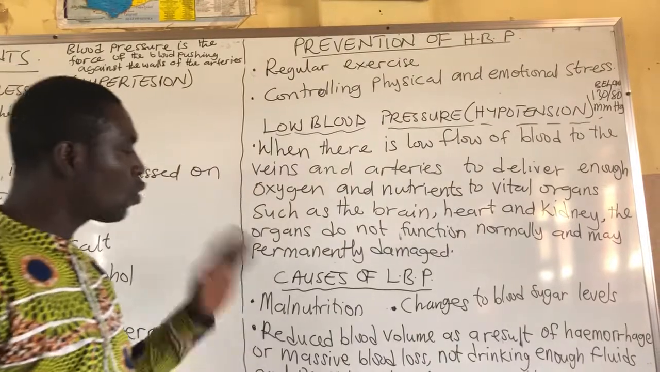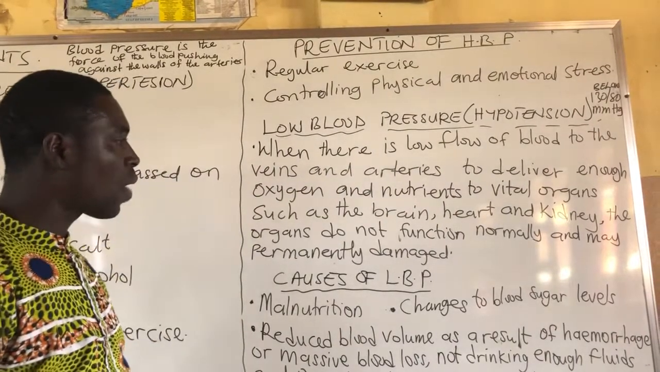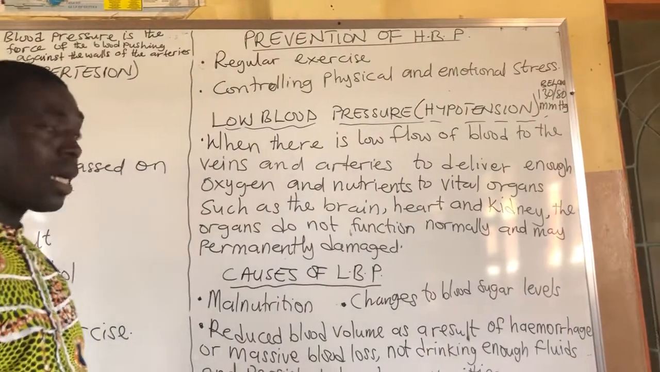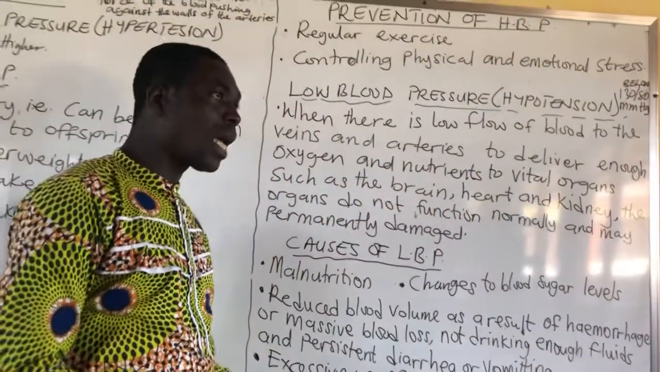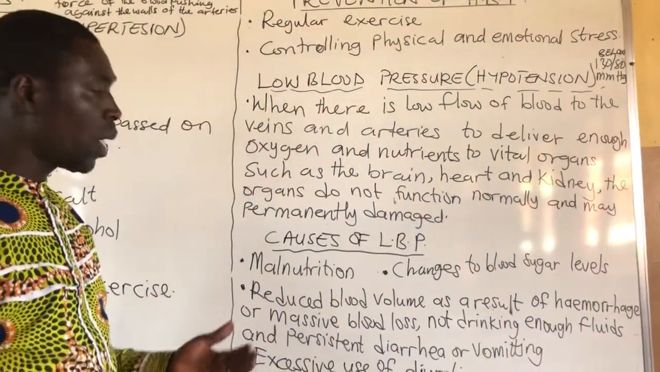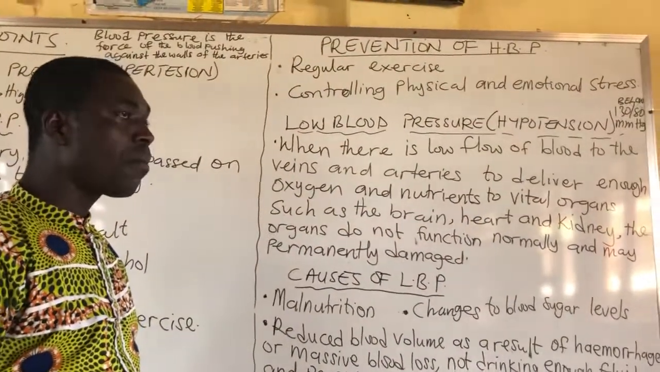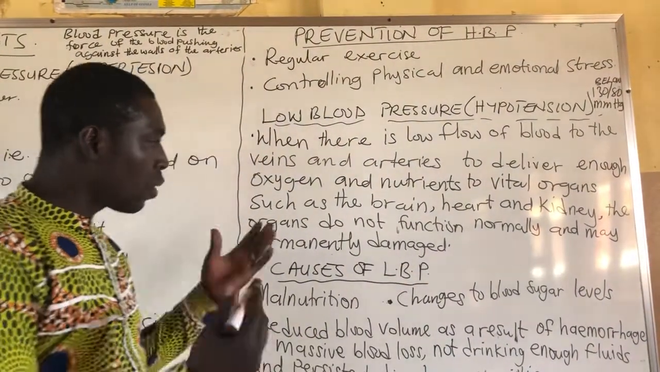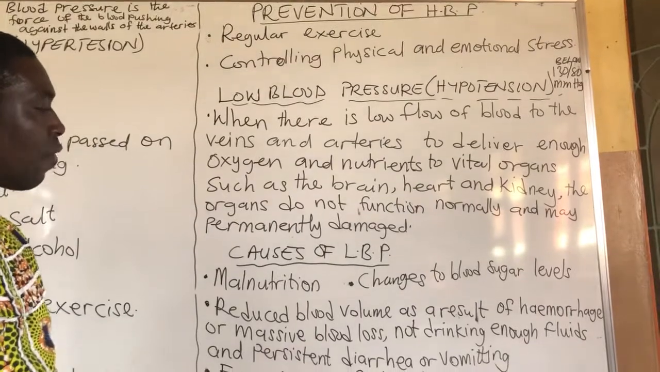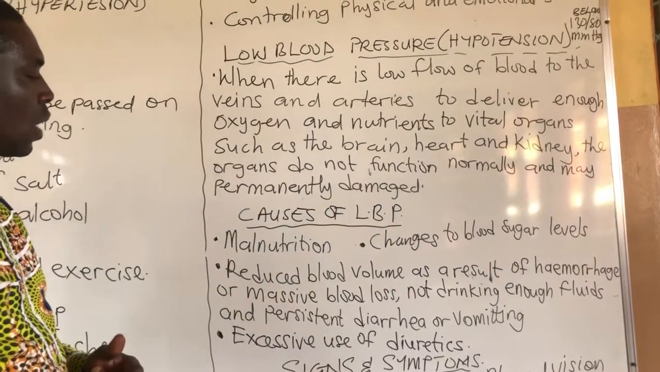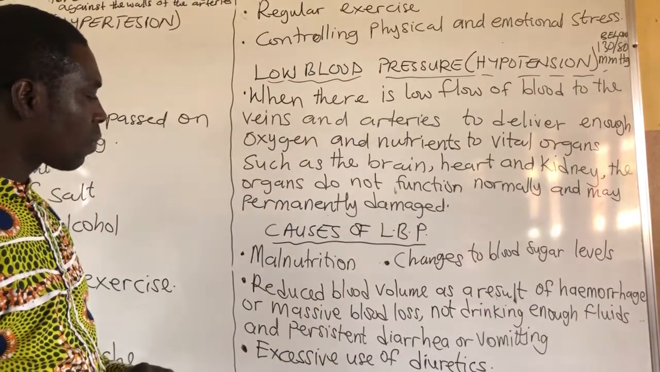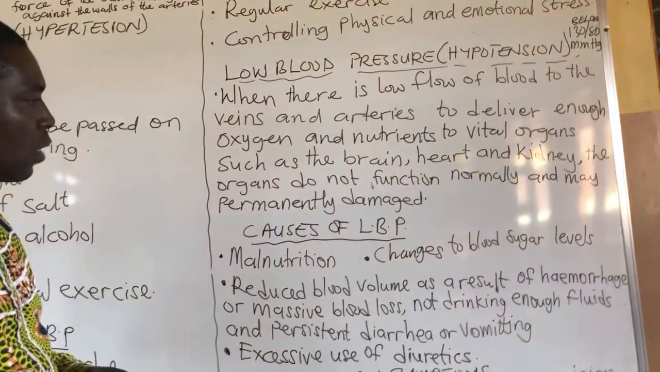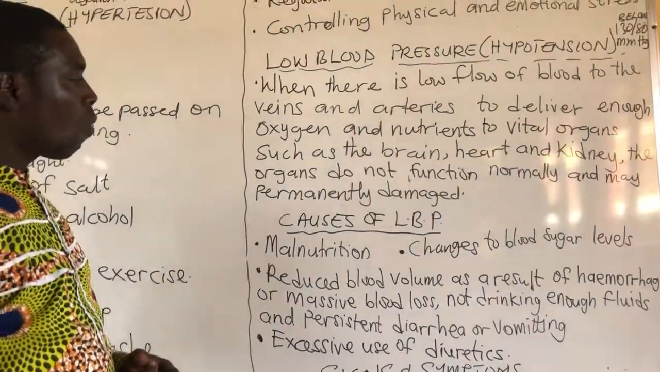Another cause is reduced blood volume as a result of hemorrhage or massive blood loss. In case there's an accident, sometimes you bleed a lot and the blood in the system becomes short. So when there's reduced blood volume as a result of hemorrhage or massive blood loss, this can also lead to low blood pressure. Persistent diarrhea or vomiting can also lead to low blood pressure.